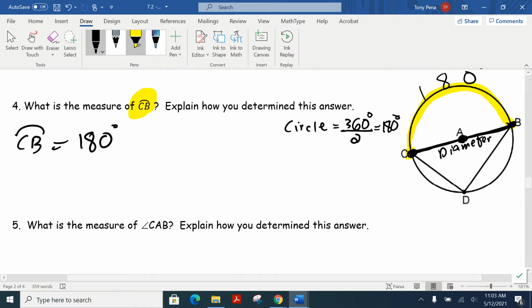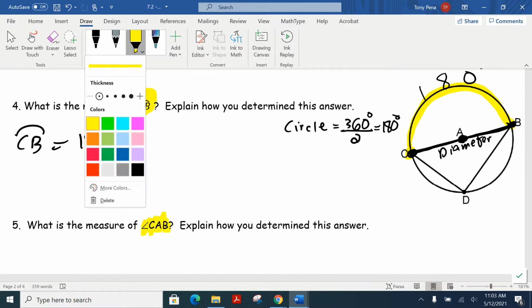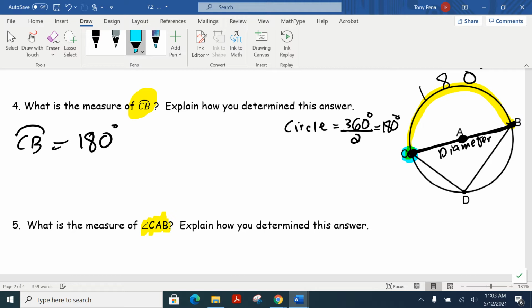When you go to number 5, it's now asking you to find the degree measure of the angle formed between C to A to B. So if I go up there and do that, here's C, here is A, here is B. So the angle goes from C to A to B. Isn't angle CAB then really just a straight line? The angle CAB?